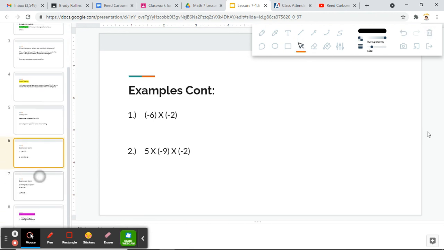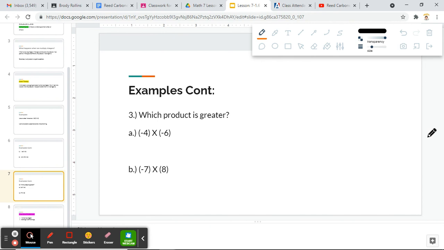All right, keep the train rolling here. Try to get it in one video here. Which product is greater, negative 4 times negative 6 or negative 7 times positive 8? Let's think about it like this. This one we have a negative number times a negative number, right? So that means our product is going to be positive.